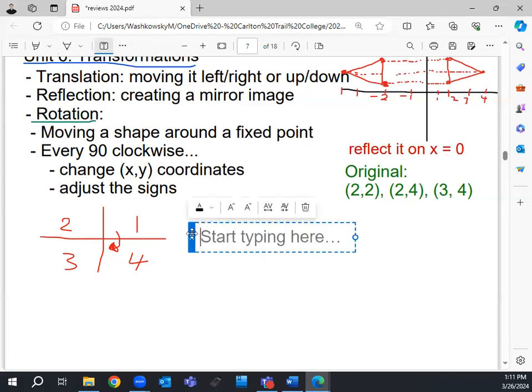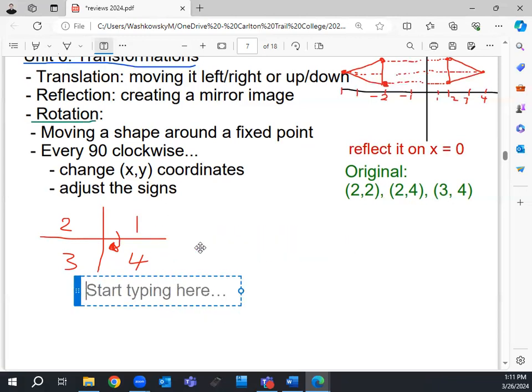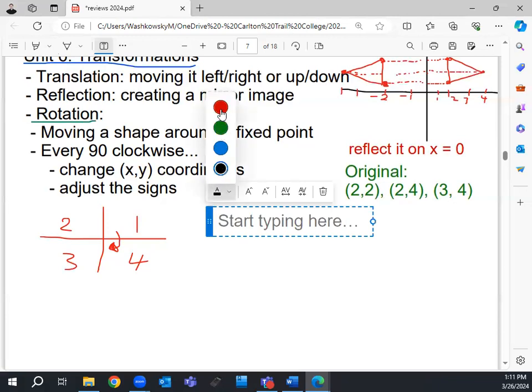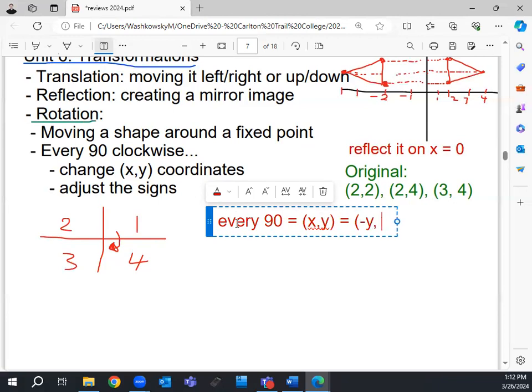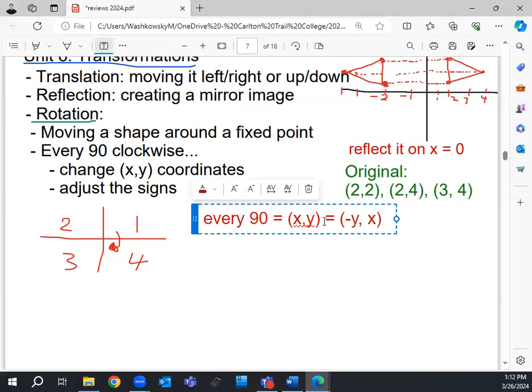Now the other thing is, every 90 degrees, how do you change your signs? Every 90 degrees, your X and Y will turn into a negative Y and X. You will swap them around every single time.